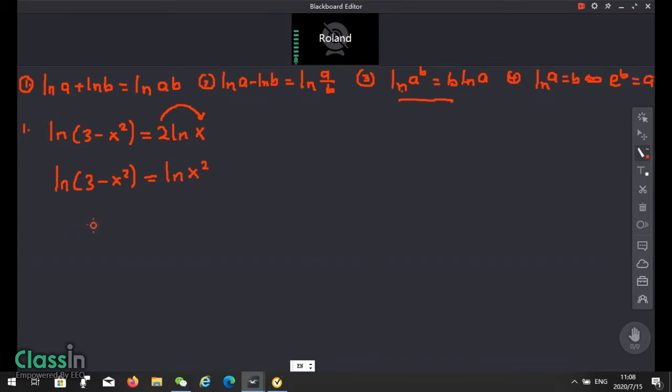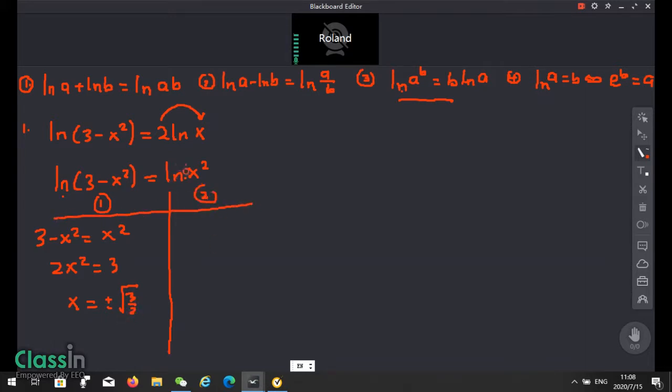Okay, we can go about this in 2 ways. One is we can take antilog of both sides. So if we take antilog of both sides, the logarithms will go. So let's consider both methods and see. Method 1 is we can take antilog of both sides. So the logarithm on both sides will go, and we have 3 minus x squared being equal to x squared. So we can have 2x squared being 3, or x being plus or minus the square root of 3 over 2.